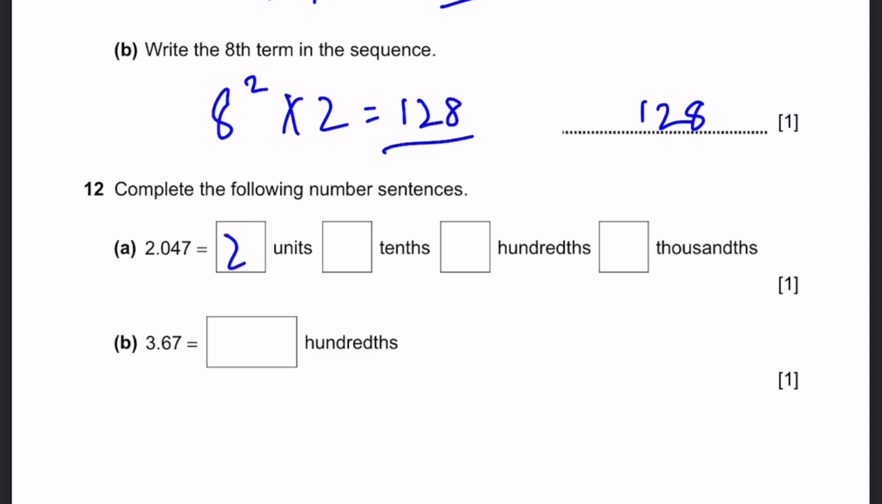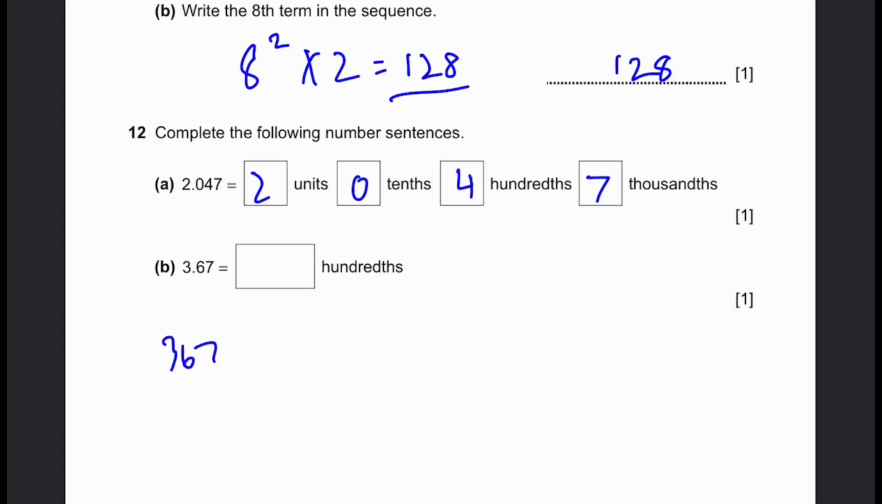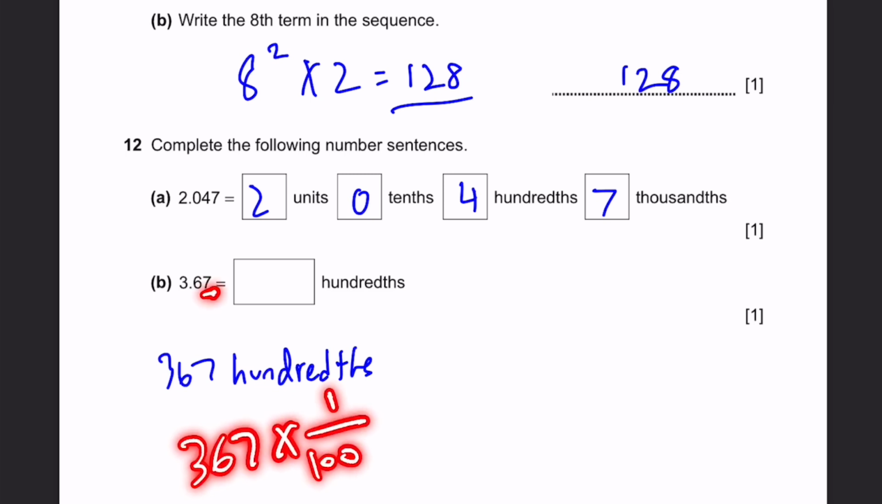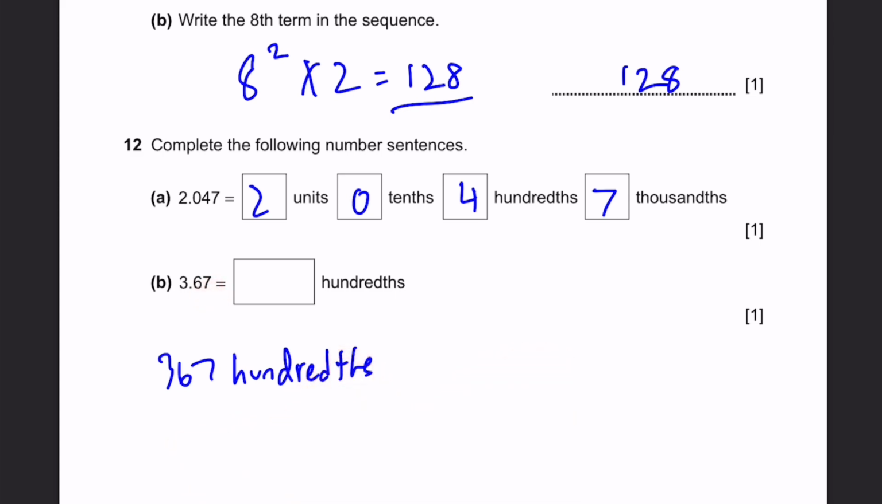So units, it's 2. Tenths, it's just 0. Hundredths, it's 4. And thousandths, it's 7. I've done that because all the place values are given here. There's units, tenths, hundredths, thousandths. B, 3.67 is dash hundredths. If we convert this to hundredths, it's 367 hundredths. So why is it 367? Because when you multiply this by the value of this place, which is 1 by 100, we get 3.67. And that's why the answer is 367 hundredths.